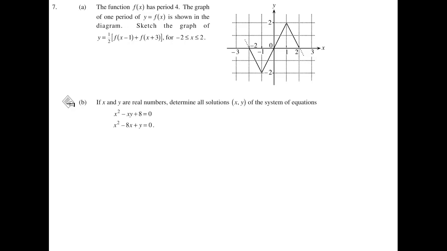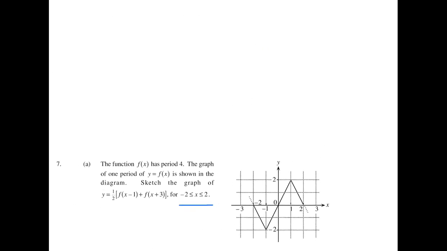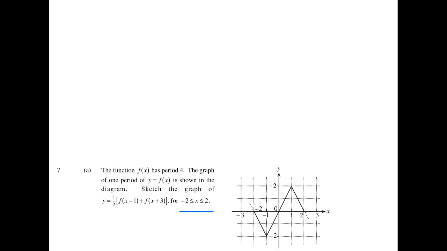Now move on to number 7. The function f at x has a period 4. The graph of one period of y equals f at x is shown in the diagram. Sketch the graph of y equals 1/2 f at x minus 1 plus f at x plus 3 for x between -2 and 2. Okay, it will be interesting.